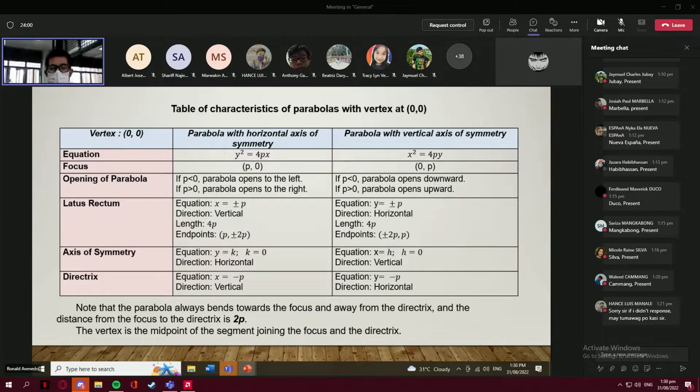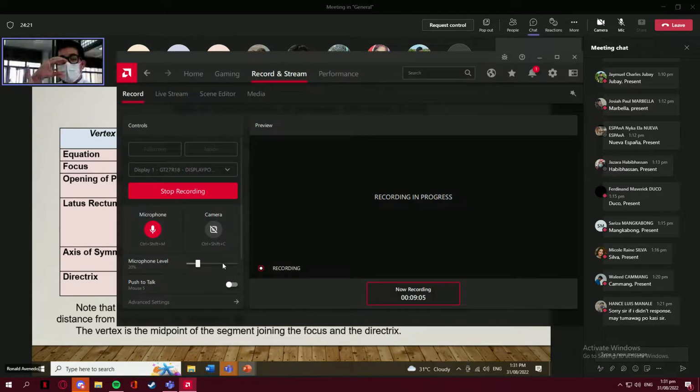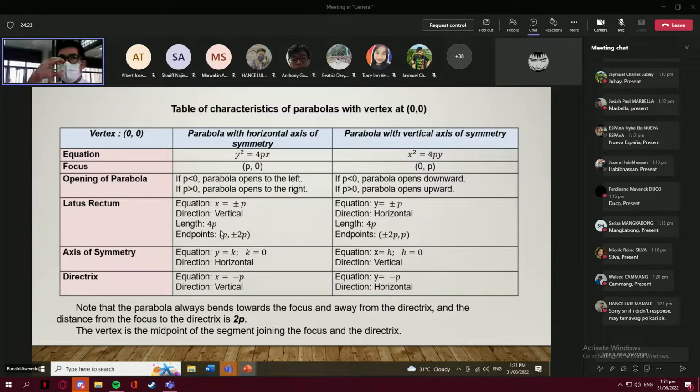Note that the parabola always bends towards the focus and away from the directrix. In other words, the parabola, if this is the parabola, the focus should be inside the parabola, and the directrix should be outside, nasa likod. Always. Hindi pwedeng nasa loob ang directrix or ang focus nasa labas. Again, sa parabola, focus should be inside, yung point, and the line, which is the directrix, should be outside.